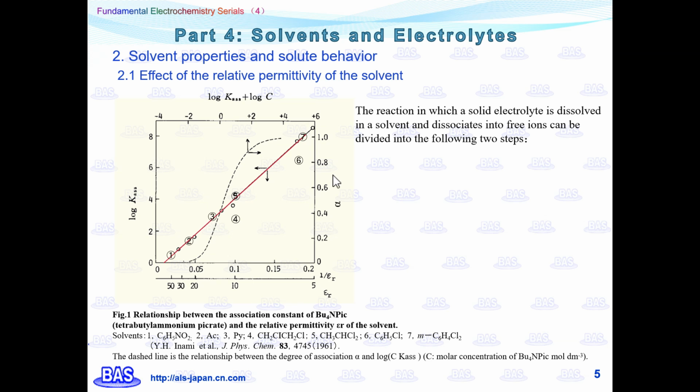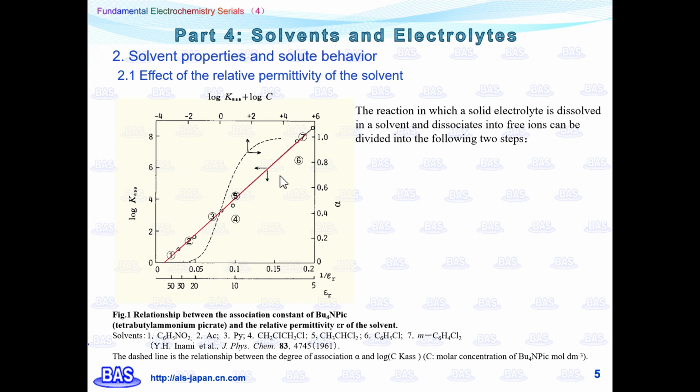For example, for 0.01 molarity tetrabutylammonium picrate, it can be seen that when the epsilon r of the solvent is above 30, more than 80% dissociation occurs. And when epsilon r of the solvent is below 10, more than 90% is in the form of ion pairs.